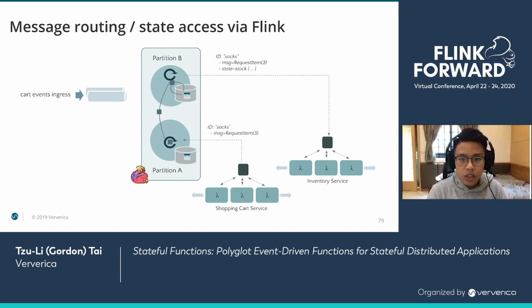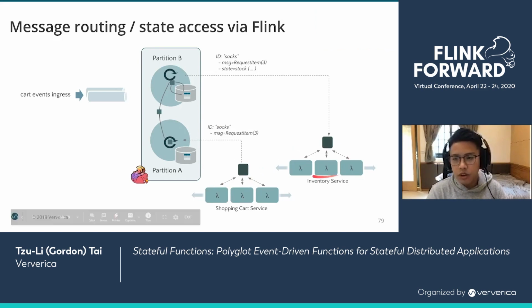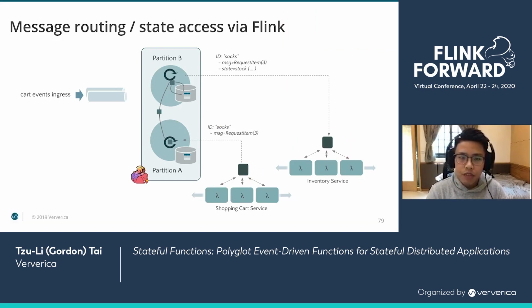and that message is sent to the shopping cart service. And when, at the user level, a shopping cart function wants to send a message to an inventory function, this results in a message getting routed through Flink, potentially to another dispatcher function, and then this dispatcher partition, and then this dispatcher partition invokes the inventory service through HTTP.